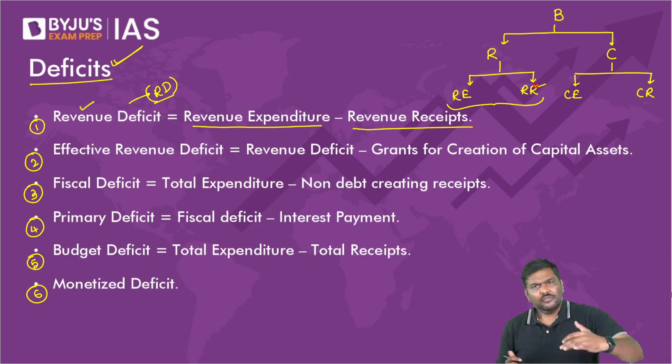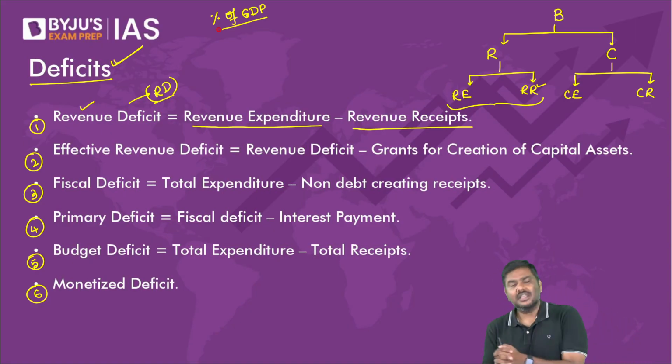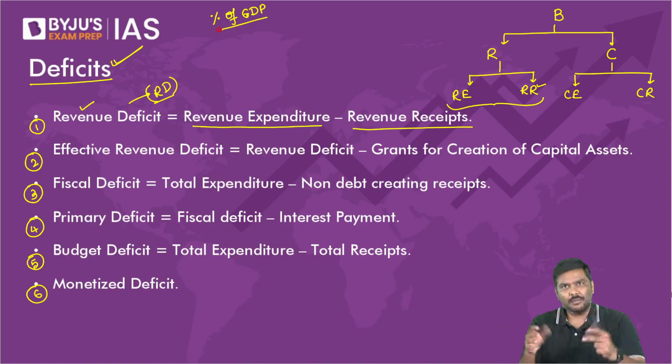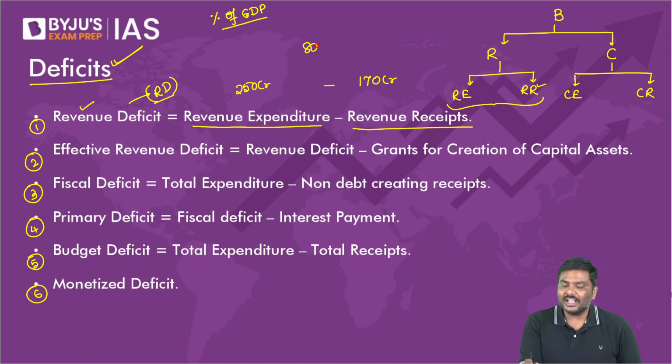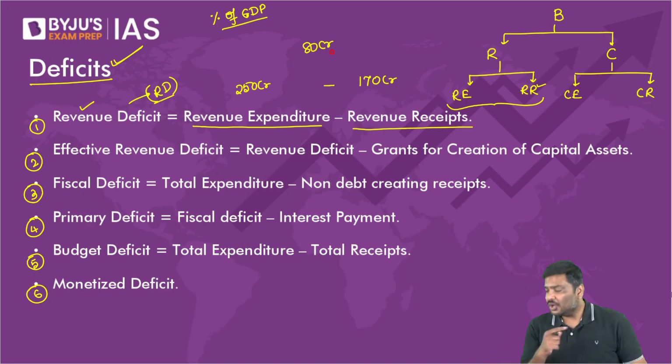Point number 2. Whenever you talk about these deficits, they can be given in terms of rupees, or they can be given in terms of GDP. They can be given in terms of absolute numbers. I'll give a very simple example. Imagine your revenue expenditure is 250 crore rupees and your revenue receipt is 170 crore rupees. Now, can I say the revenue deficit is 80 crore rupees? Anybody has a difficulty here?